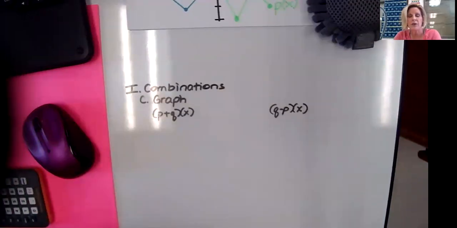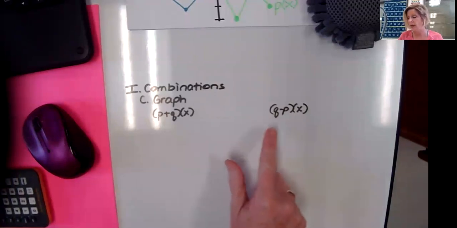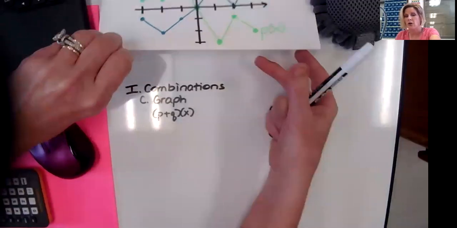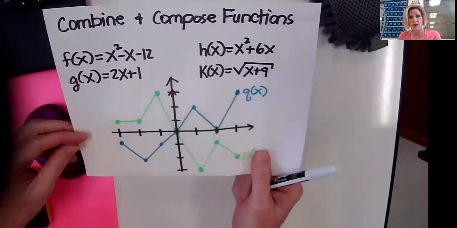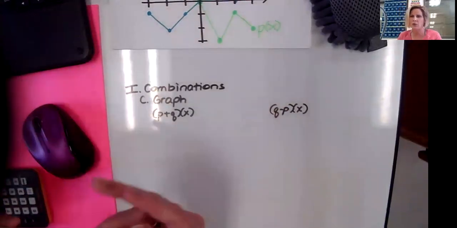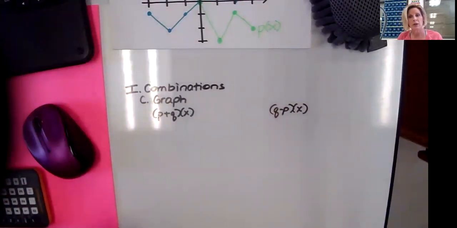Now, the third and final thing that we're going to do with combinations is to create new graphs. So notice that I'm asking you to graph P plus Q and Q minus P. And so you're going to look at your current graphs and we're going to go from there. Well, I can tell you that one way to get organized, and you might think that's going to take extra time, but I think if you go ahead and do this on the front end, you actually save time. So we're going to create a T-chart.